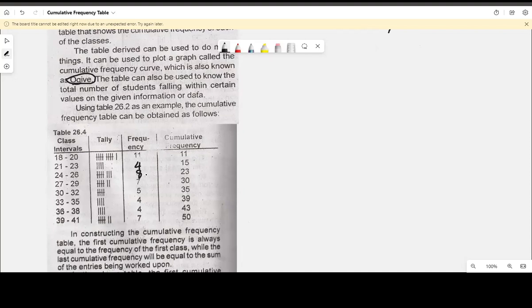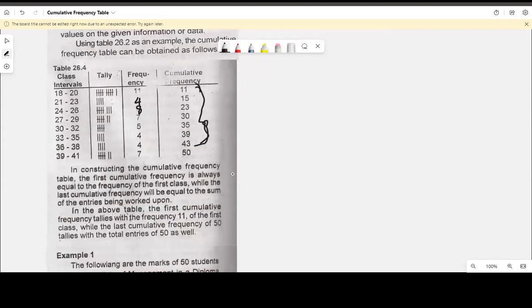Then the next one will be 8 plus 15, which is 23. 7 plus 23, 30. 5 plus 30 is 35. 4 plus 35, 39. 4 plus 39, 43. And then 7 plus 43, 50. So these form the cumulative frequency of that data.